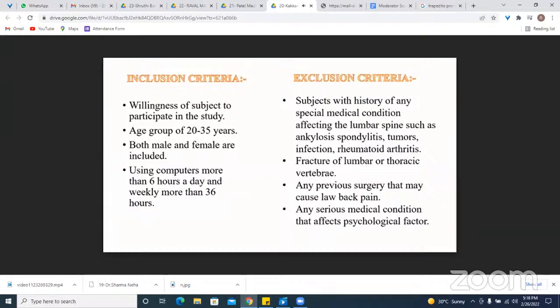The inclusion criteria: willingness of the subject to participate in the study, age group of 20 to 35 years, both males and females, using computers for more than 6 hours a day and weekly more than 36 hours. Now the exclusion criteria: subjects with a history of any special medical condition affecting the lumbar spine, such as ankylosing spondylitis, tumor, infection, rheumatoid arthritis, fracture of lumbar or thoracic vertebrae, any previous surgery that may cause low back pain, any previous medical condition that affects the psychological factors, all these subjects were excluded.